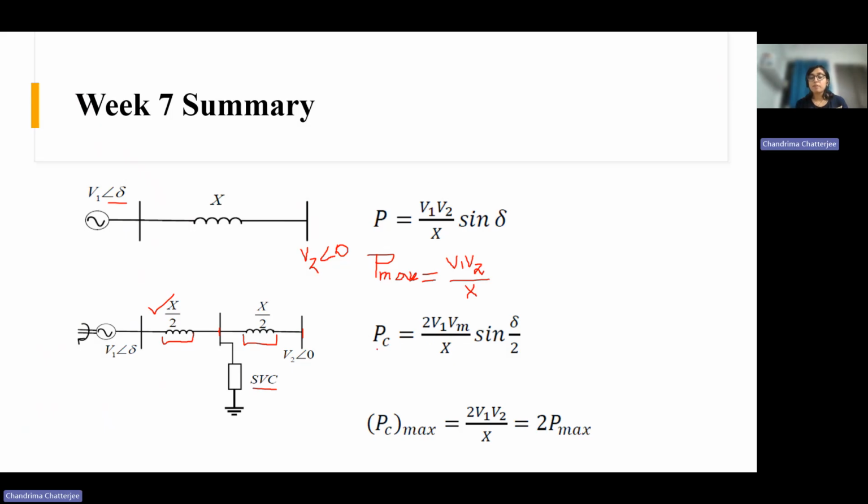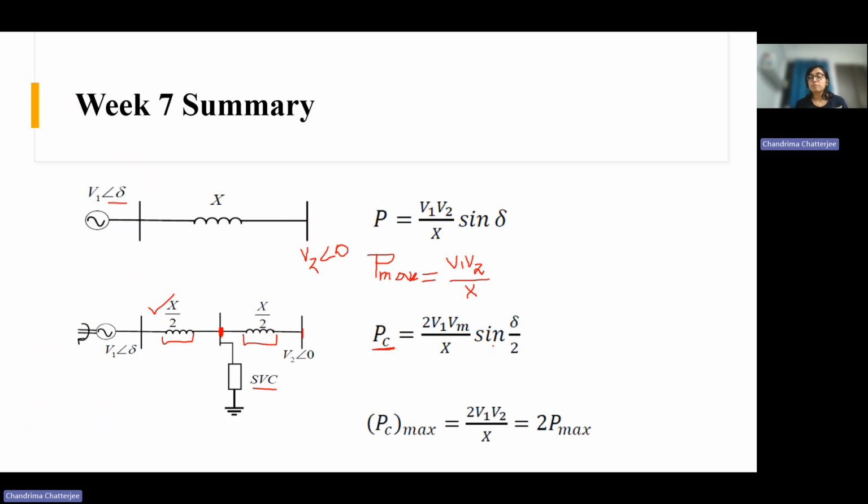So PC, the power when there is compensation, is V1 Vm by X by 2. Why? Because now the reactance is X by 2, so the 2 comes in the numerator. It becomes 2 V1 Vm by X sine delta by 2. Why? Because the power angle from here to here will be delta by 2, because we are considering the midpoint here. That's why it is delta by 2.